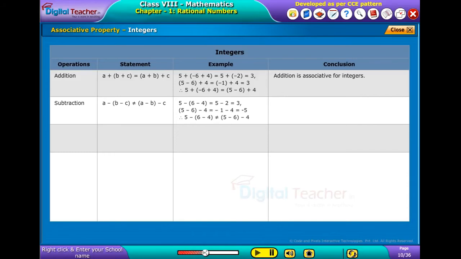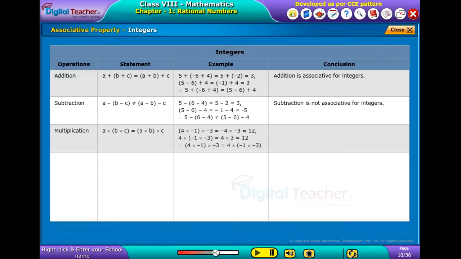It concludes that subtraction is not associative for integers. Under multiplication, it states that the product of three integers remains the same even if the grouping of the numbers is changed. For example, the product of 4, minus 1 and minus 3 is the same even if there is a change in their order. It concludes that multiplication is associative for integers.